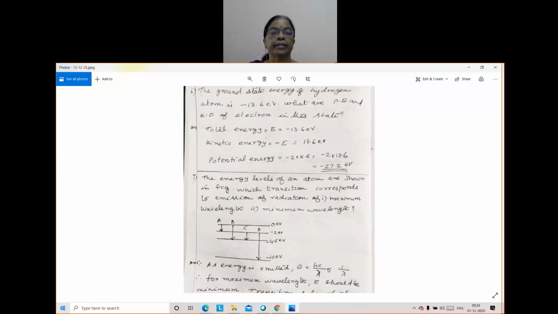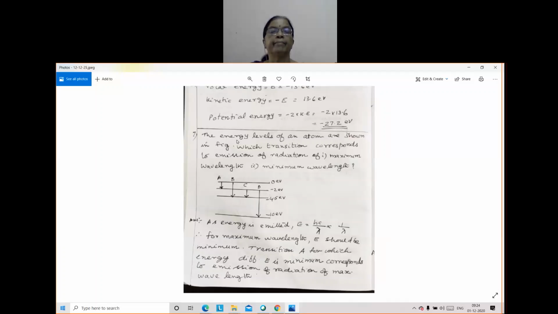The next one: the energy level diagram of an atom is shown in the figure. Which transition corresponds to the emission of radiation of maximum wavelength, minimum wavelength? Maximum wavelength means energy will be minimum. E equals hc by lambda, energy and lambda are inversely proportional. So maximum wavelength is asked, you have to find minimum energy. When we find the differences, whichever gives the minimum value, that transition will be the maximum wavelength.